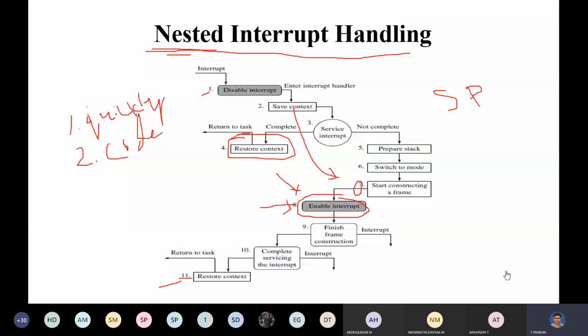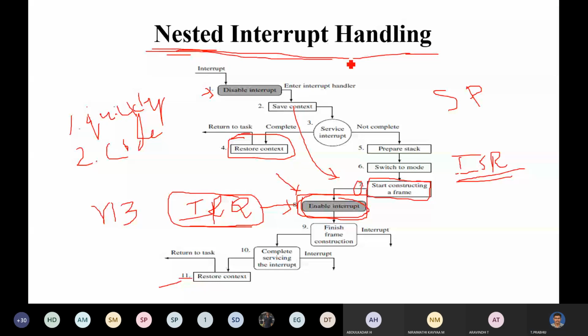So here are the nested interrupt handlers. The feature is that they handle multiple interrupts without priority assignment. The simple difference between the priority and the nested is this: nested type is without priority. The only difference between nested and non-nested is enabling the interrupt.